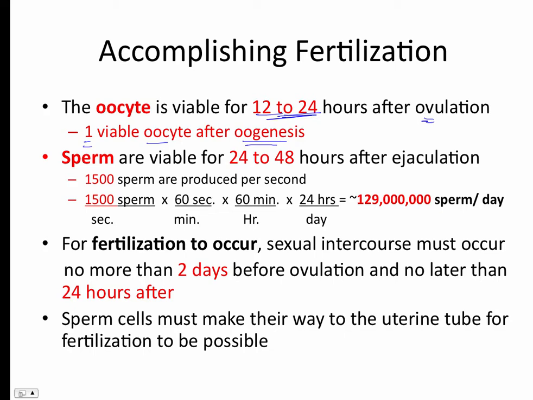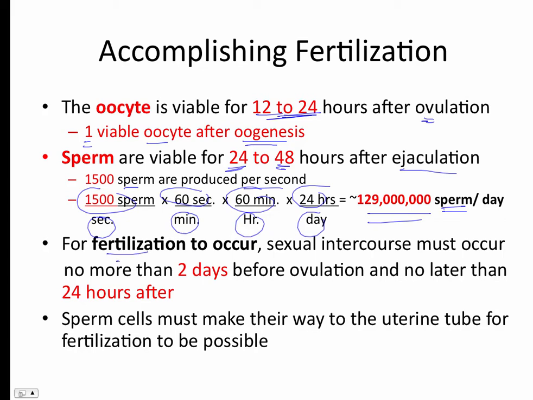Sperm, on the other hand, are viable for 24 to 48 hours after ejaculation, and what's pretty crazy is that 1,500 sperm are produced per second. Now, I'm not a math major or anything, but if you look at the calculation, 1,500 sperm per second times 60 seconds per minute times 60 minutes per hour times 24 hours a day gives you 129 million sperm being produced a day. Crazy, right?